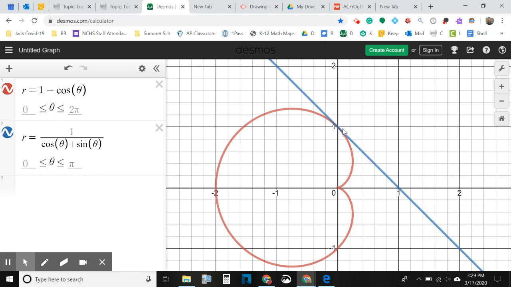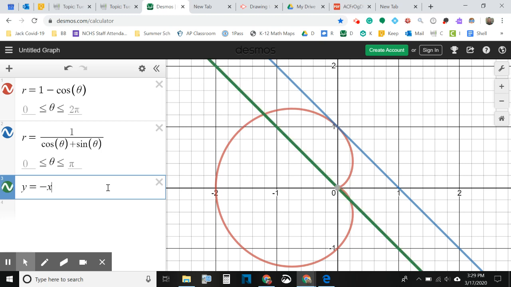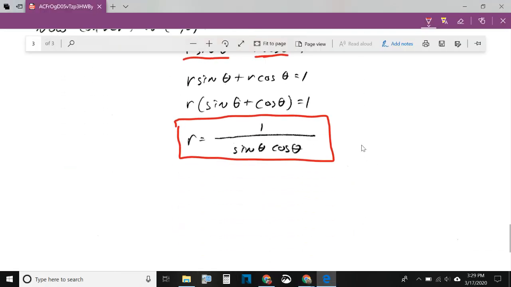Okay, and that's the tangent line, but now in terms of r and theta. I can still express it as y is equal to negative x plus 1, and that's going to give me the same thing. But I wanted to have it in terms of r and theta to stay in my polar form. So that's how we get our equation of a tangent line.